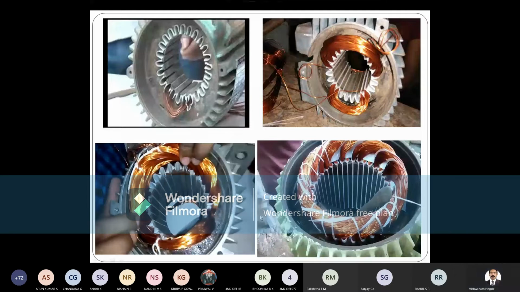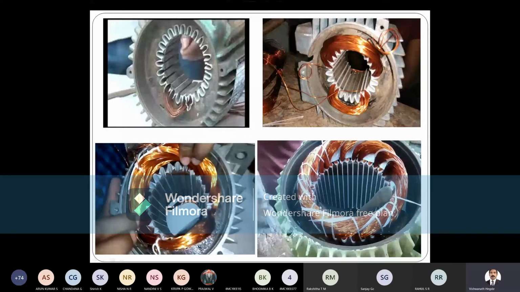Some more windings are placed here in the third figure, that is bottom left, and then bottom right. All the windings are placed, and then you can see the binding of the overhang is also done. So that's about the stator winding details, some figures. The slot details also we saw.